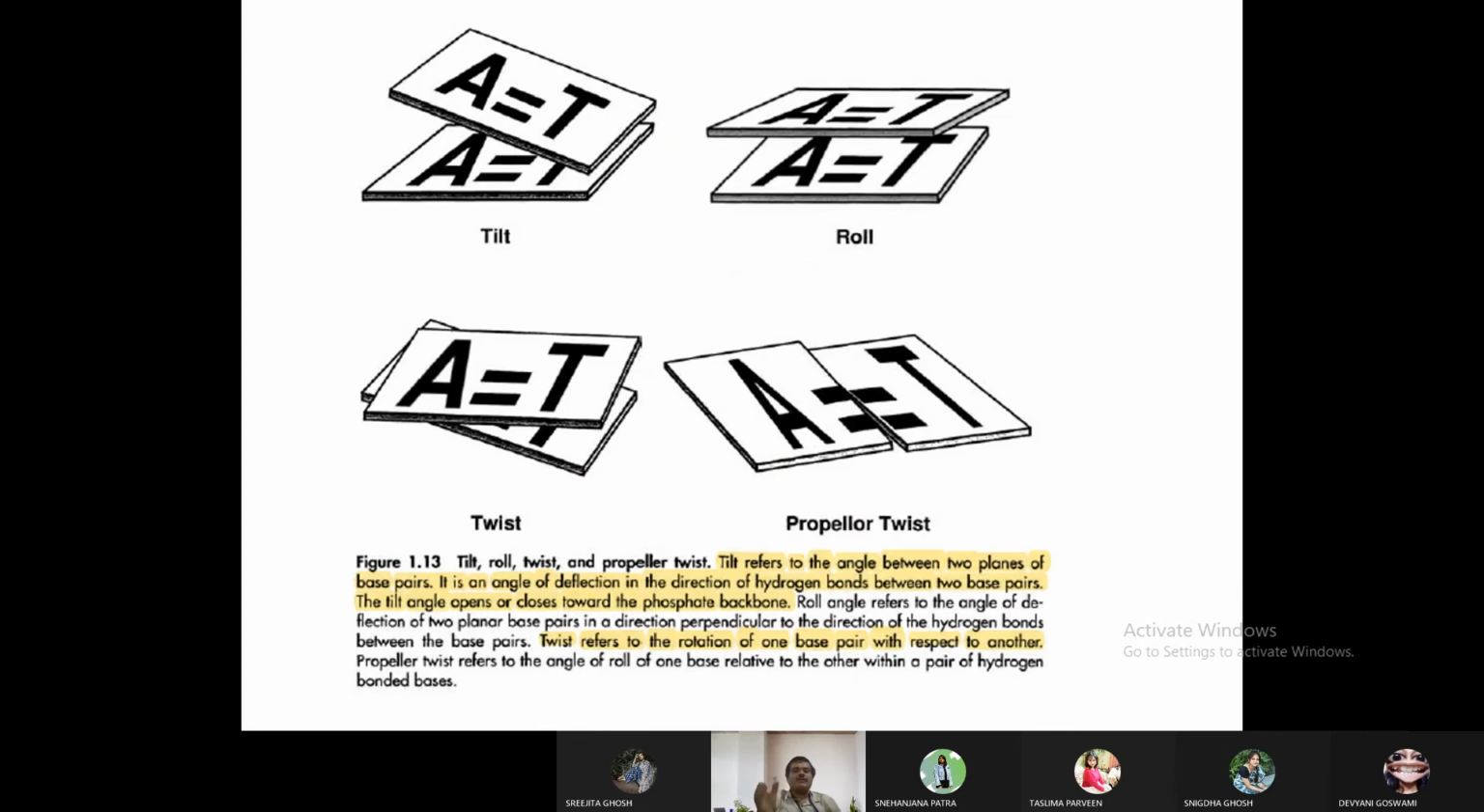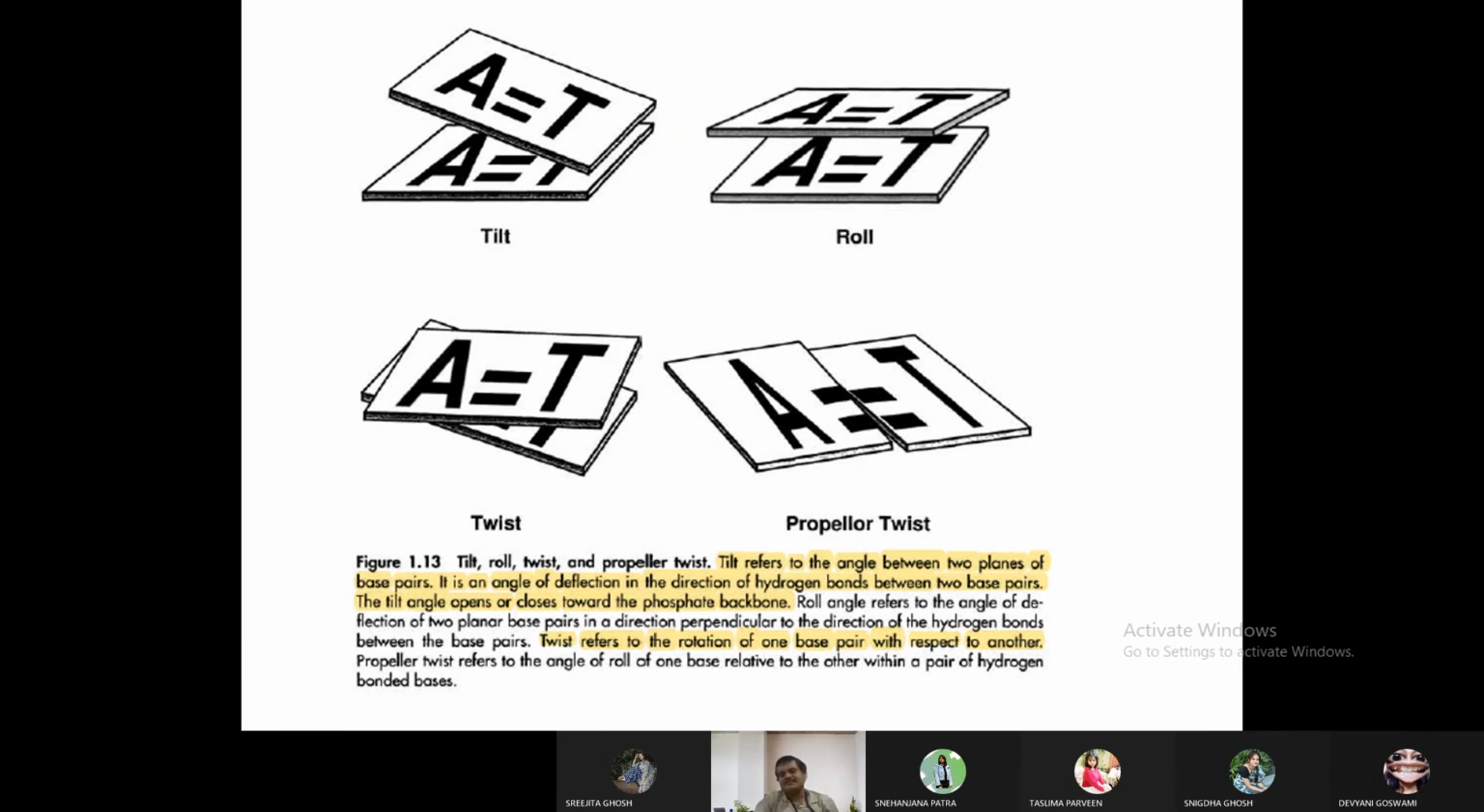Other than tilt angle, they have one more angle, that is roll. And how is roll defined? Roll is defined as this angle, which is perpendicular to the tilt angle. So roll does not have much role to play, but tilt is very important. And other than these two, there is another parameter called propeller twist, where the two bases which form the base pair twist against each other. That is also not a very important parameter. So the important parameters are twist and tilt.